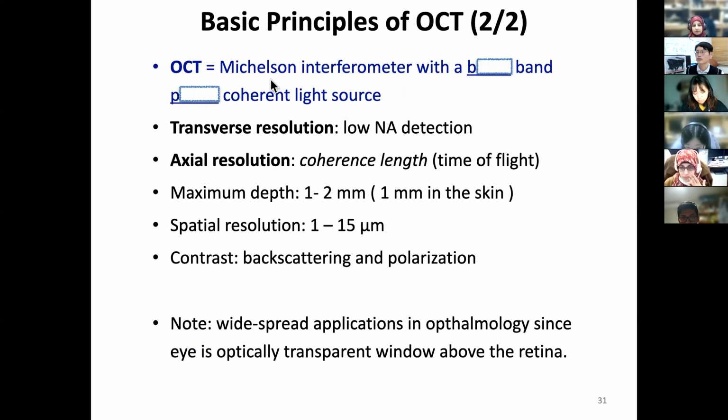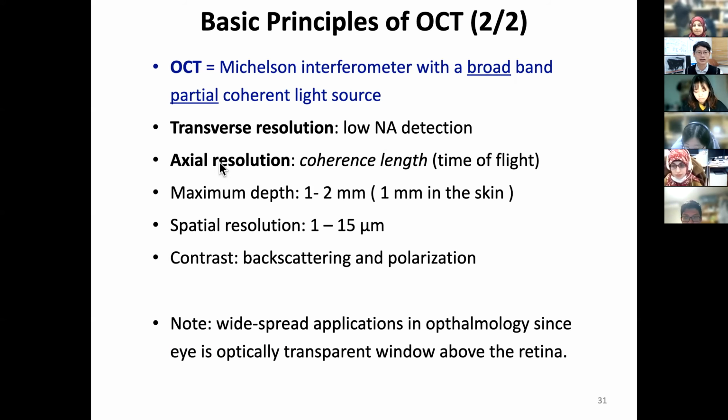Okay, so OCT is my low-coherence interferometer with a broadband, not a single wavelength, partially coherent light source, not fully coherent. Hey, wait a second, what about transverse resolution? That depends on the numerical aperture of the objective.